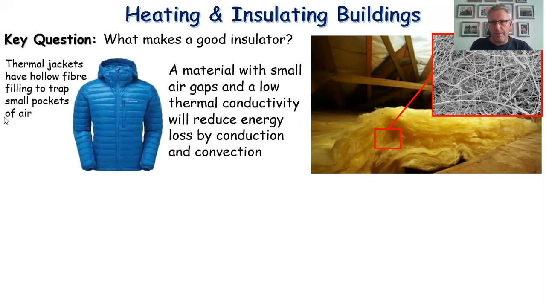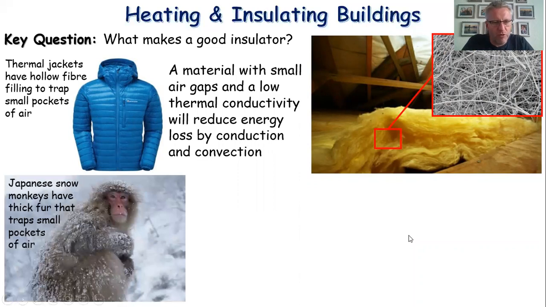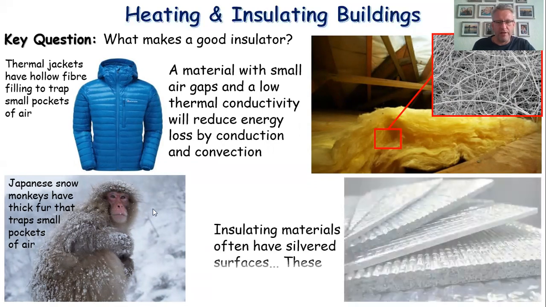So, several typical uses of conduction and convection. If you think about a mountain jacket, it's got hollow fibers inside, very much like the wadding you can see in the loft insulation. You've filled the jacket with that, and so that makes it a very insulating jacket because it's full of small pockets of air that are trapped. Another more natural use is animals like these snow monkeys with really thick fluffy fur, and the whole idea of thick fluffy fur is that it traps small pockets of air. So again, reducing energy loss by conduction and convection.